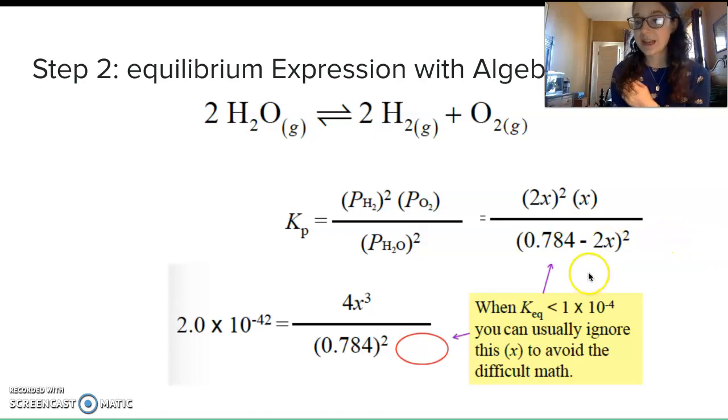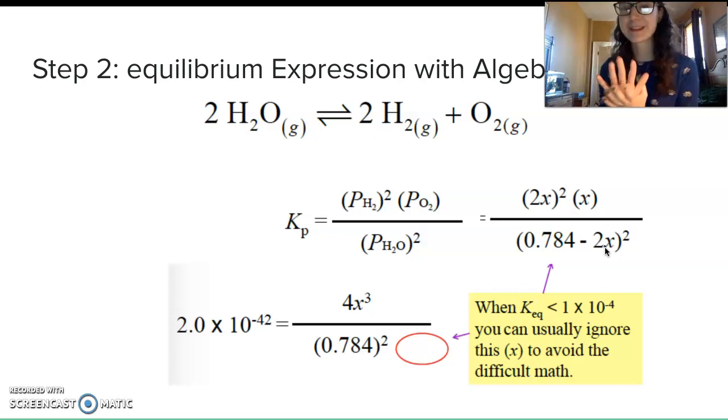So if you imagine x as being very, very small, if we had 0.784 minus 0.00000001, you basically still have 0.784. So that's why we can ignore that, because we're assuming this x value is going to be very, very, very small, and because of sig figs, we can essentially just ignore that value. That can be hard to wrap your head around and accept, but it's going to make your life a lot easier.